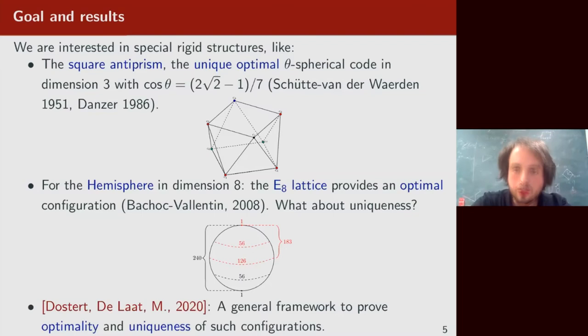So this is what we do, and this was the initial motivation, but in the end this became a bit more general because we wanted a general method to prove this kind of result by using optimization. So in the end, we will prove the uniqueness of this configuration, but also we will get a new proof of the optimality and uniqueness of this configuration using optimization methods. Okay, so this is just to give you an overview. Any questions so far, maybe?